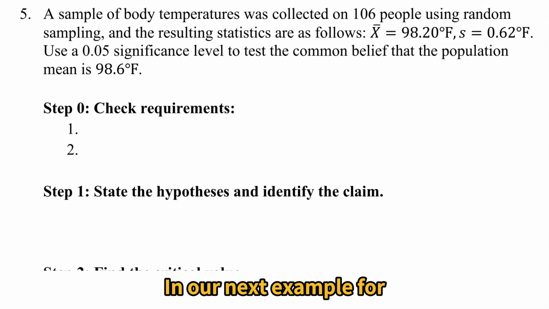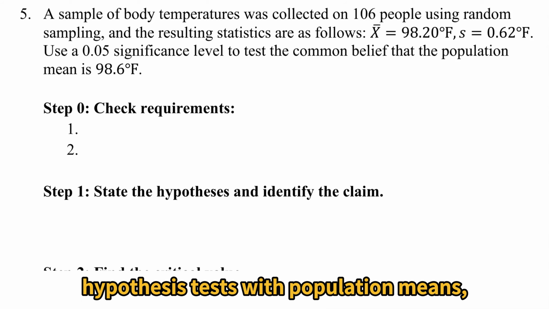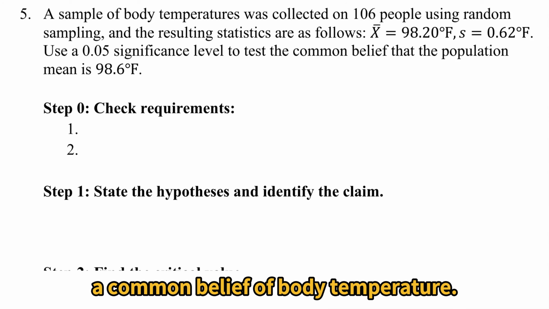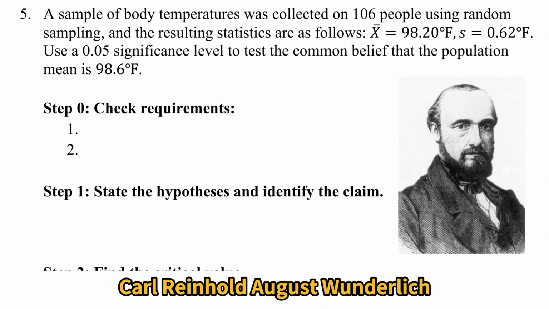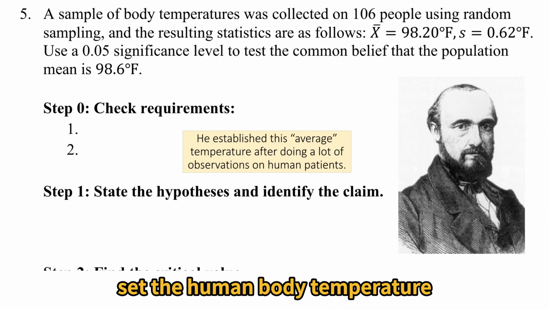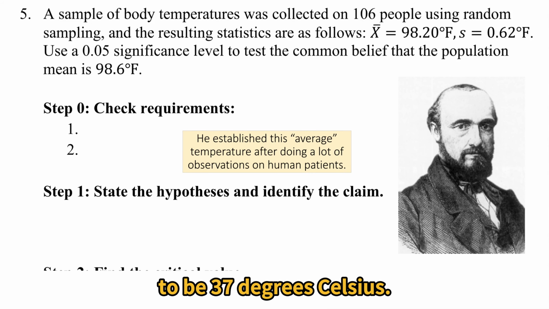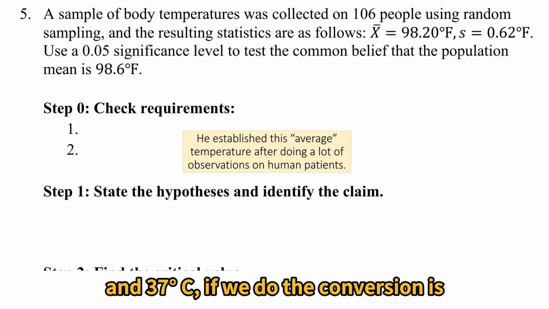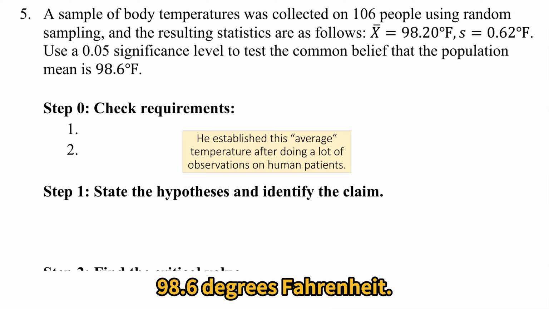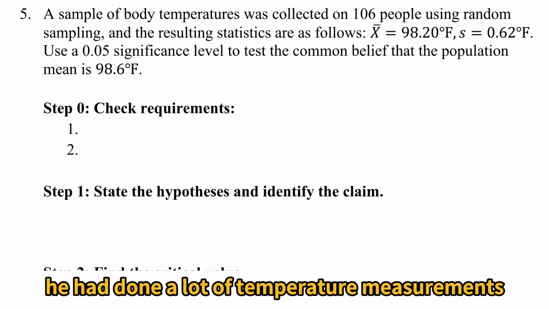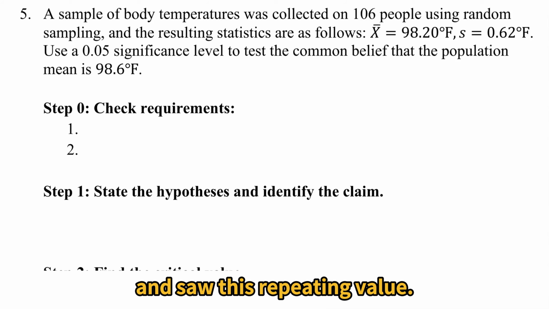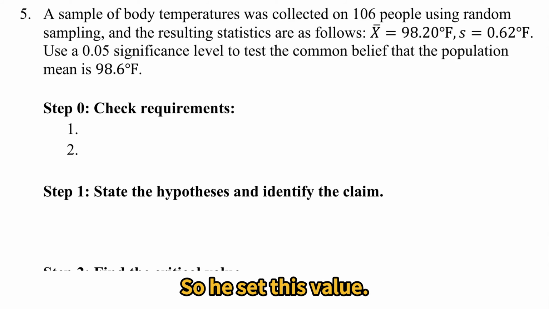In our next example for hypothesis tests with population means, we're going to look at a common belief of body temperature. So in 1868, a German physician, Karl Reinhold August Wunderlich, set the human body temperature to be 37 degrees Celsius. And 37 degrees Celsius, if we do the conversion, is 98.6 degrees Fahrenheit. So in the late 19th century, he had done a lot of temperature measurements and saw this repeating value. So he set this value.